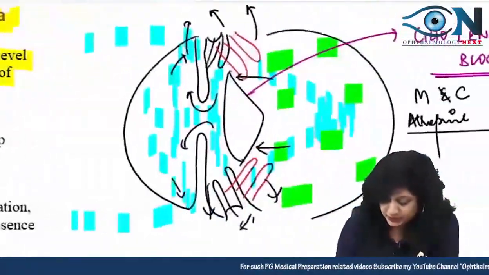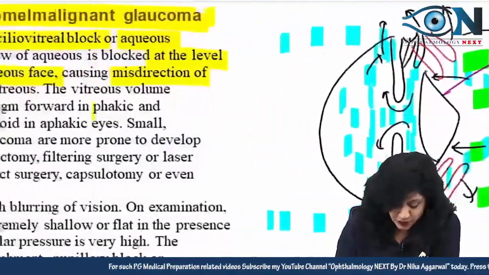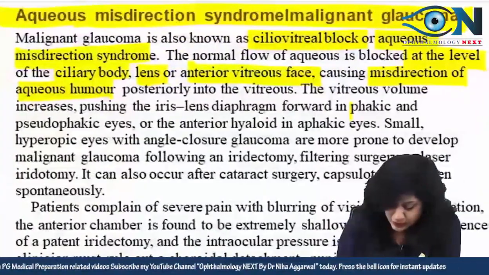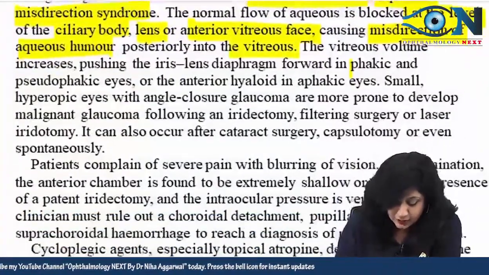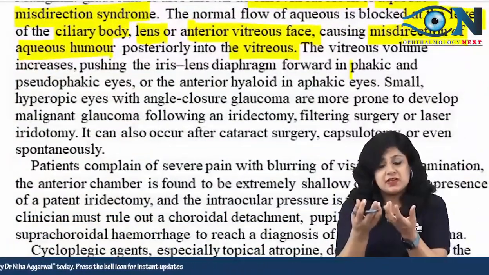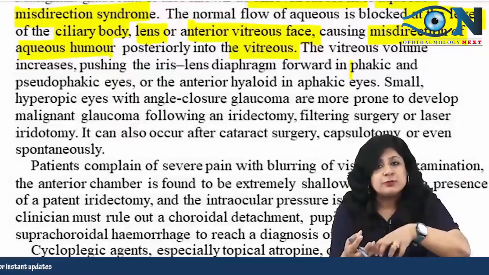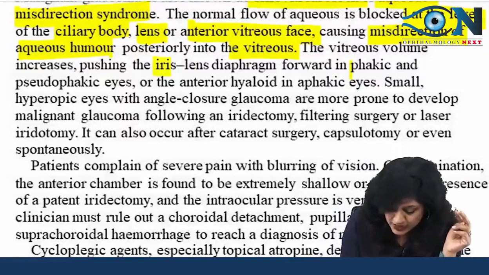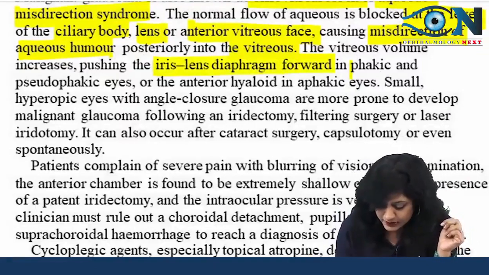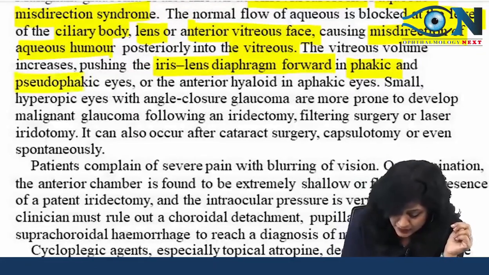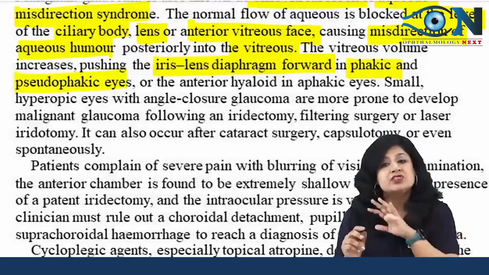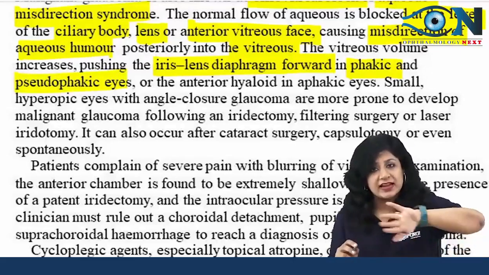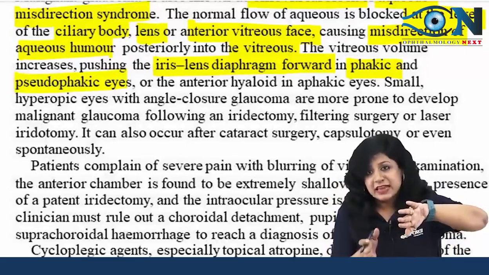So, can you see there was this misdirection of the aqueous humor that you have already seen, and it is going posteriorly into the vitreous. Now, vitreous volume will increase. When there is more volume in the vitreous, that will push the iris lens diaphragm forward. It pushes the iris lens diaphragm forward, especially in the phakic and the pseudophakic eyes, or it is just the anterior hyaloid phase which is going anteriorly if it is aphakia.